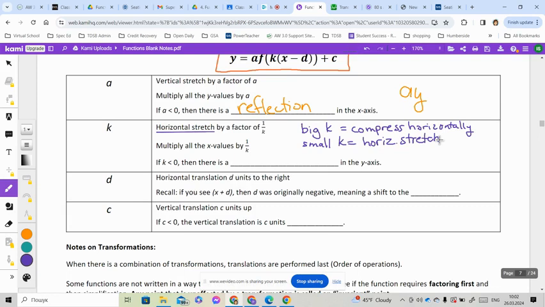I think at some point I will jump off the desk to remind you that it's 1 over k, not just k. And if k is negative, if it's less than 0, then there is a reflection in the y-axis. So once again, what would be our formula? What happens to the x values? Well, the x values actually get divided by the k.